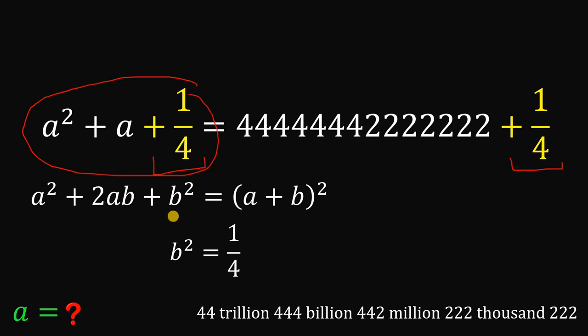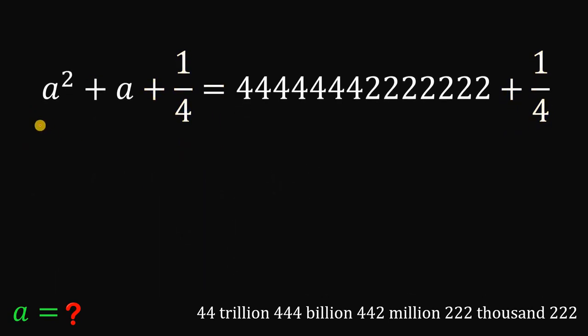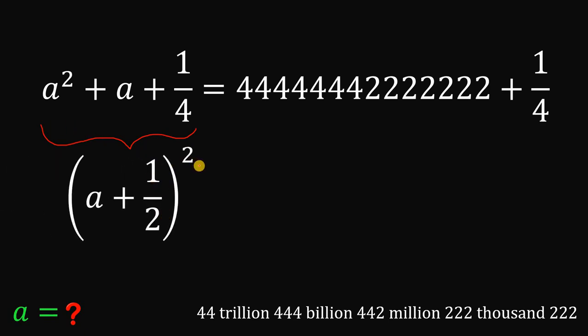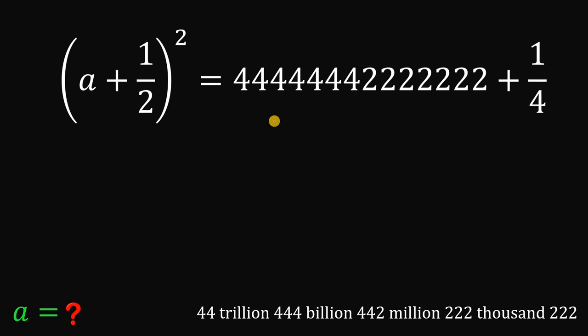Alright, so let's focus on this equation. Now we know a squared plus a plus 1/4 is a perfect square trinomial, and what is its equivalent? So this is just a plus 1/2 raised to the power of 2. So how do we get a? This is just the square root of a squared. And how do we get 1/2? Of course, the square root of 1/4. Alright, so we can replace a squared plus a plus 1/4 with a plus 1/2 raised to the power of 2. Now, how about the right hand side of our equation?